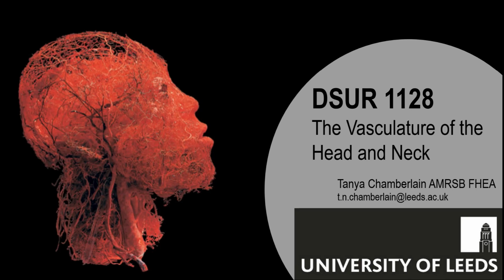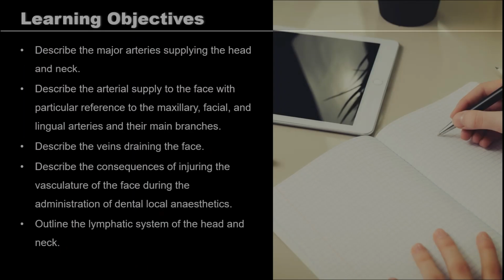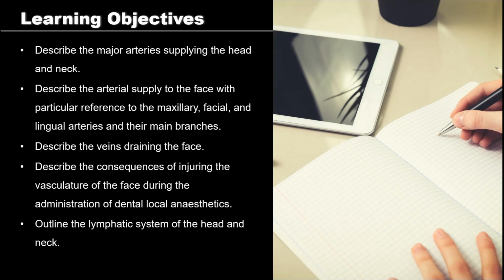So let's have a look at the learning objectives we will cover in this video. Use these as a checklist for your learning alongside the workbook provided to ensure your engagement with the material. We are going to look at the arteries supplying the head and neck with reference to three main branches and their subsidies: the maxillary, facial and lingual arteries. We will also look at the corresponding veins.